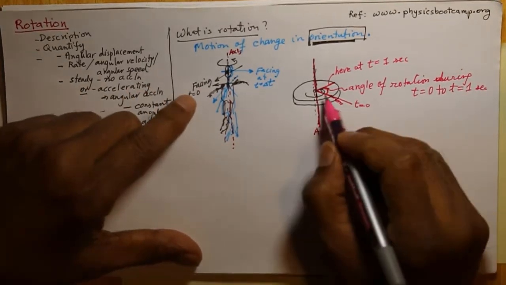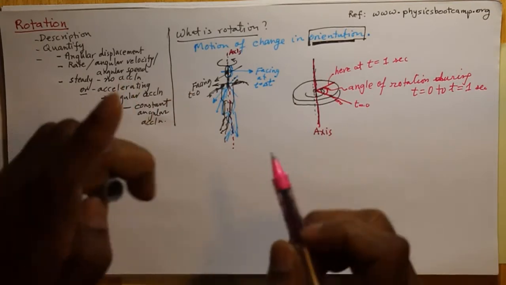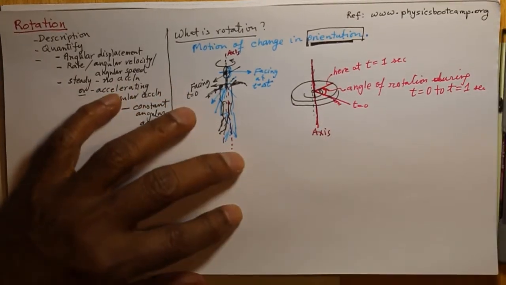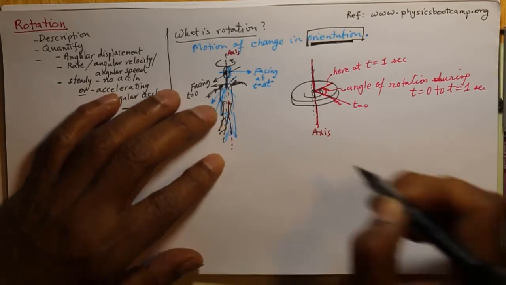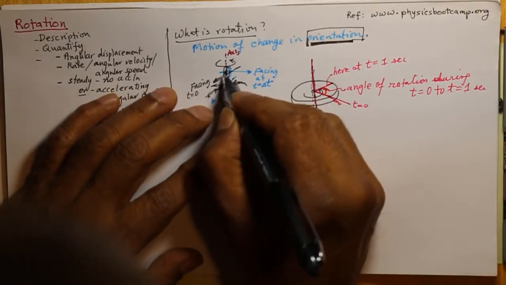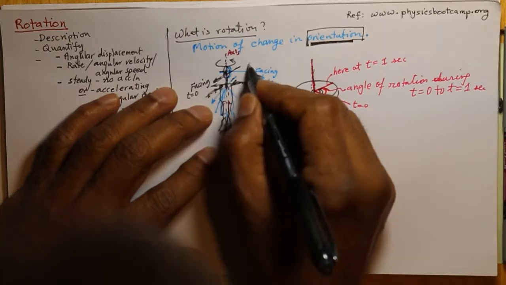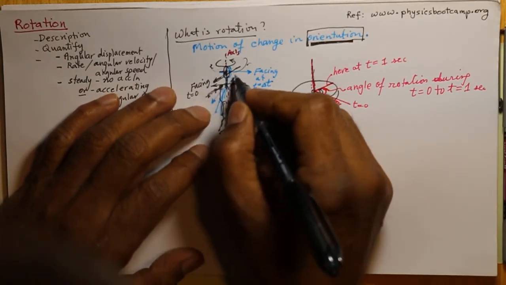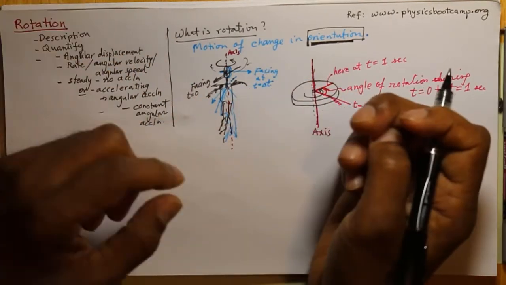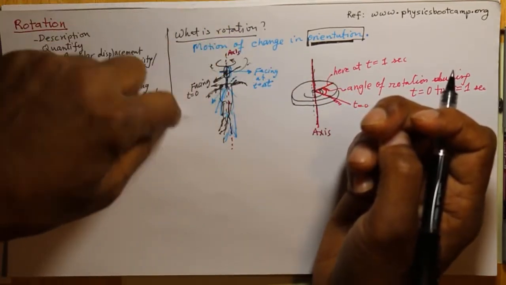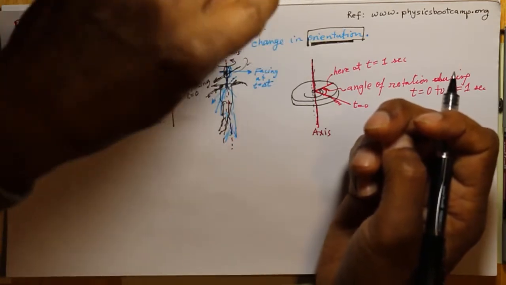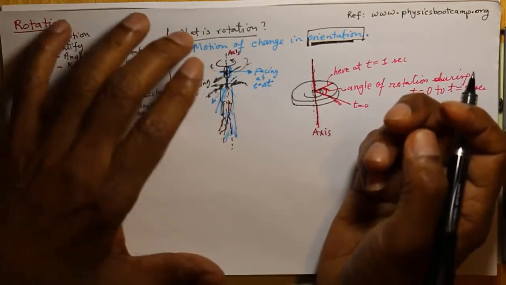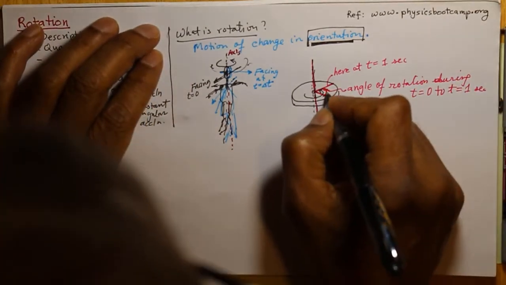Now clearly, if in 1 second you went this way, and if you rotate the other way, he will be facing in another direction, right? So whether it rotates this way or the other way, they take you to different places, and we need to make a distinction between them.